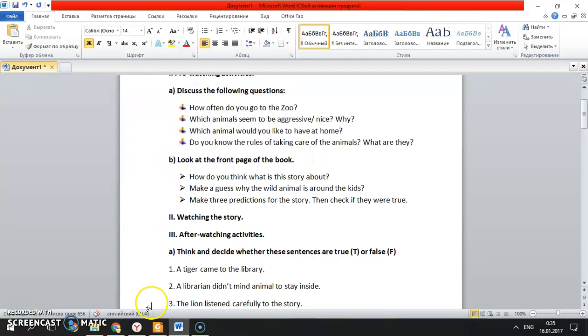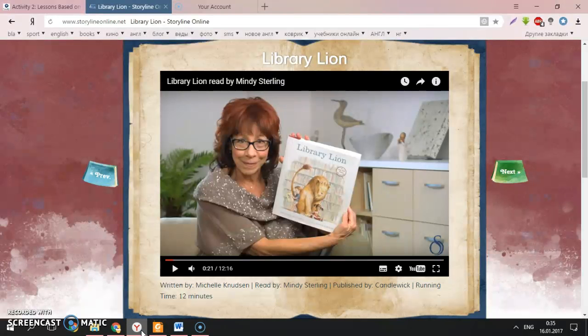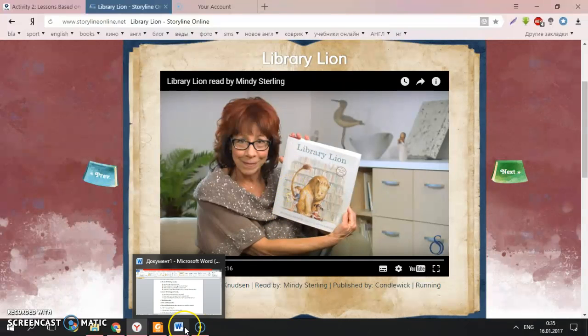We can see the front page of the book on the video screen. Here we can see the front page and the main characters: the lion and the kids around, and the bookshelves in the background.